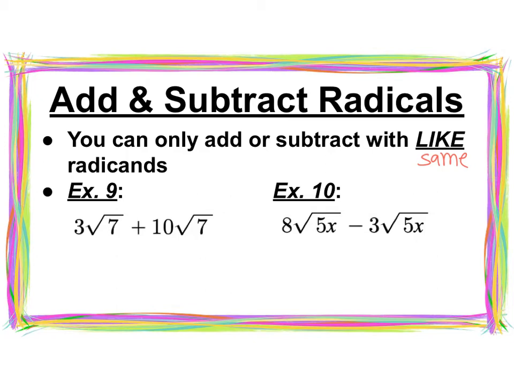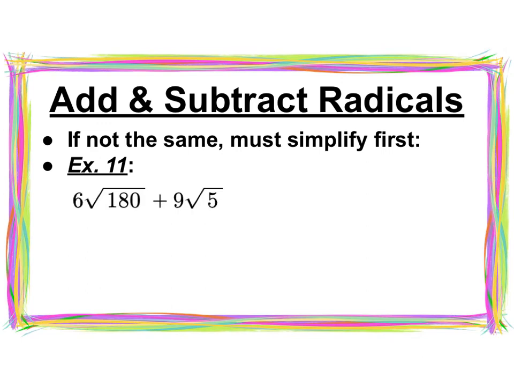In the first one, I have 3 groups and 10 groups. Therefore, I have 13 groups. And my group happens to be the square root of 7. Here, my group is the square root of 5x. They're both exactly the same, so I can combine them. It is subtraction, so 8 minus 3 is 5. And I have 5 root 5x.